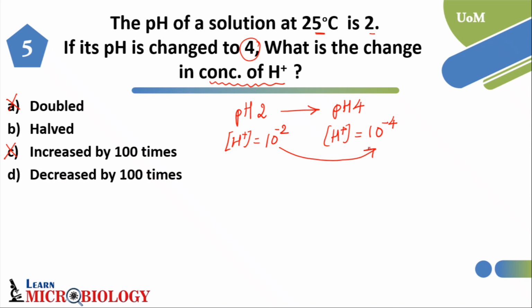If you can see that decrease is around 10 raised to 2, right? The decrease is around 10 raised to 2. So from that we can say that the hydrogen ion concentration has decreased how much? 100 times, correct? So the option D will be the correct answer. So such type of questions are usually asked.